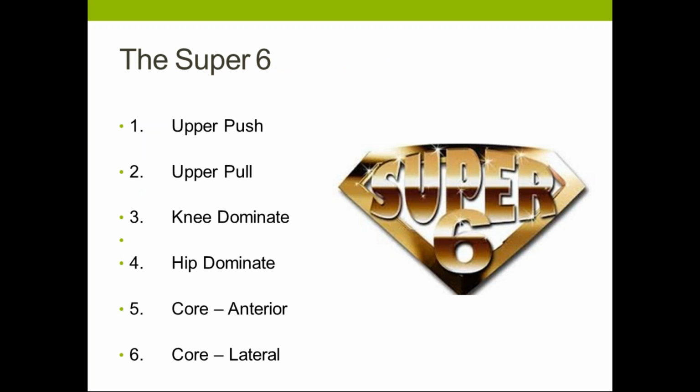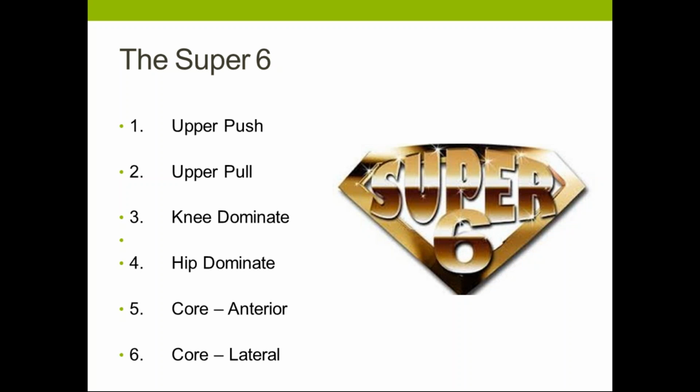So Super 6, to go over quickly: upper push, upper pull, knee dominant, hip dominant, core anterior, core lateral. So those are your Super 6 you're looking at. Now there are subcategories of each one, like for example, upper push, there's horizontal and vertical. If you want to get more complex, you want one-to-one ratios to those as well, typically.